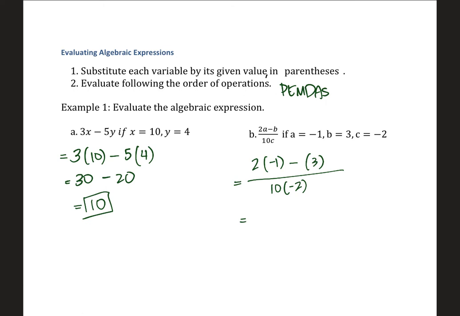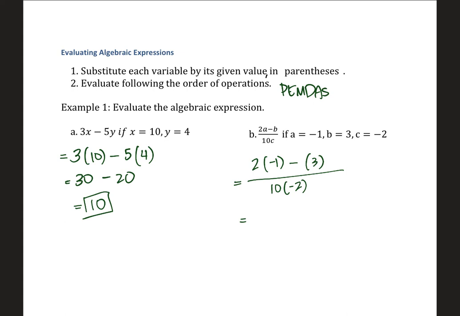So we always want to see whatever's in grouping symbols first. Notice that there's no operations being done whenever you input these variables. So even though negative 1 is inside of parentheses, there's no operations working on it, so I don't need to do anything inside there. However, this fraction bar actually acts as a grouping symbol, so that groups it between the top and the bottom. So I'm going to evaluate the top and the bottom separately and then divide at the end.